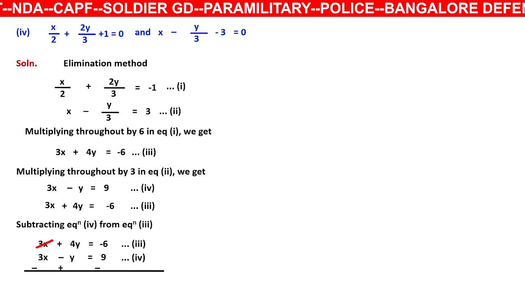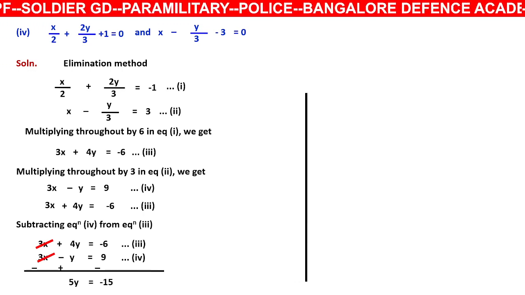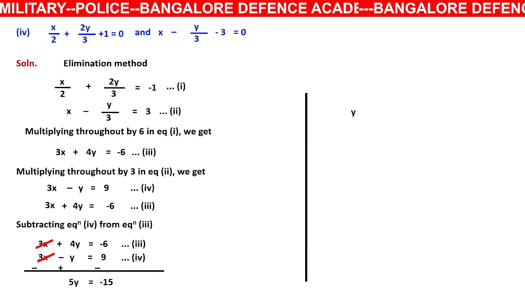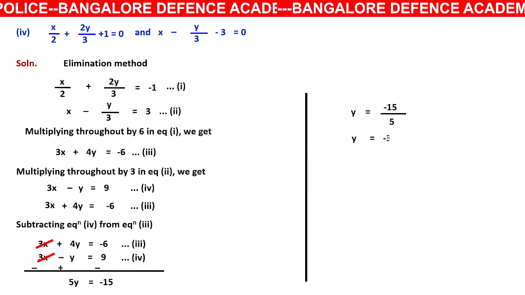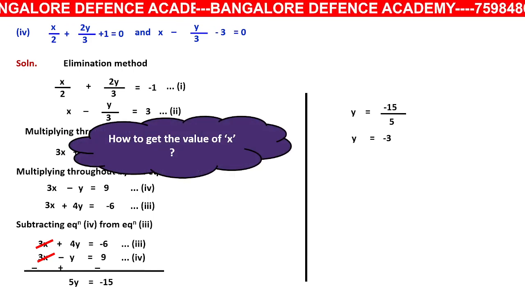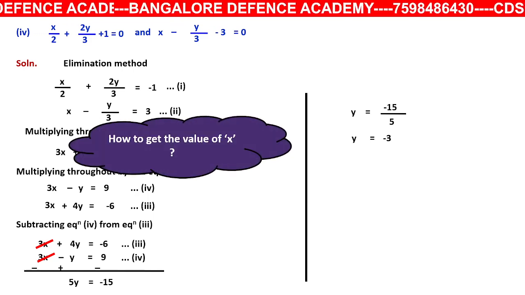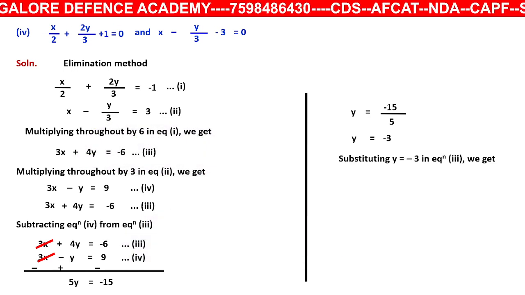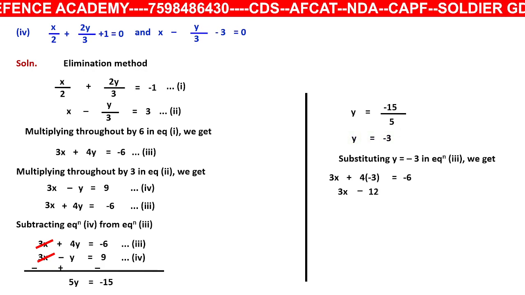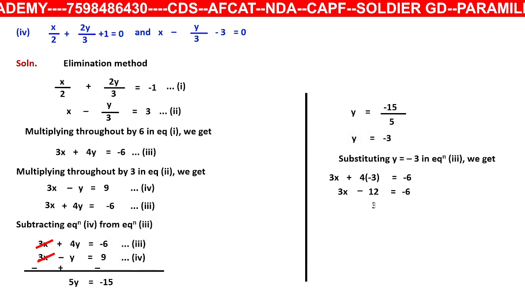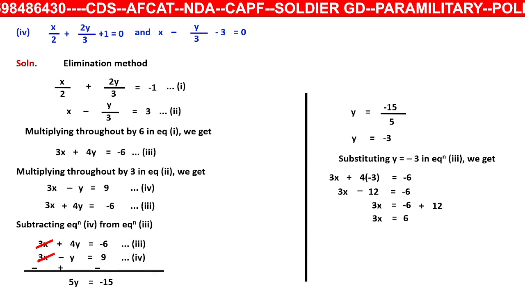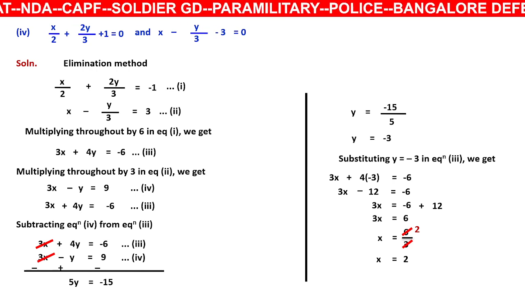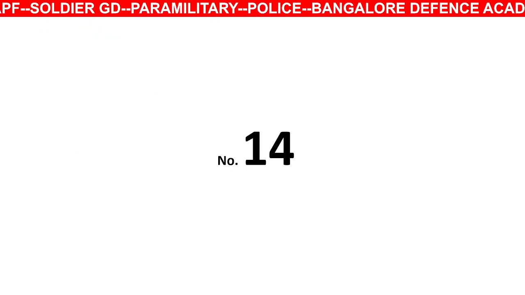So now plus 3x minus 3x gets cancelled, and plus 4y and y becomes 5y, and minus 6 minus 9 is equal to minus 15. So y is equal to minus 15 by 5. So the answer is y is equal to minus 3. Once you get the value of y, you have to substitute in any of the equations which you find easy to get the value of x. Substituting that value, 3x minus 12 is equal to minus 6. So 3x is equal to 6 and x is equal to 2. So the answer for this question is x is equal to 2 and y is equal to minus 3.